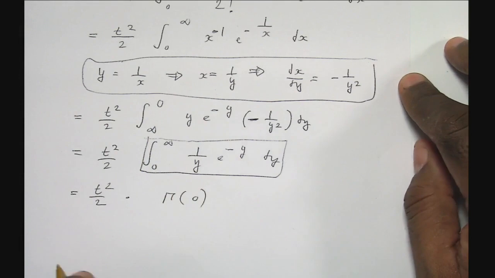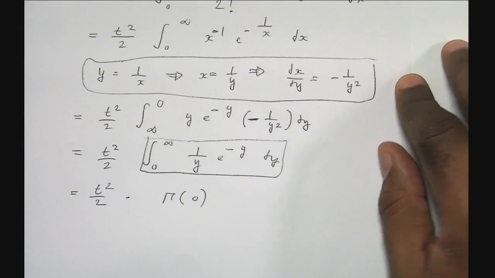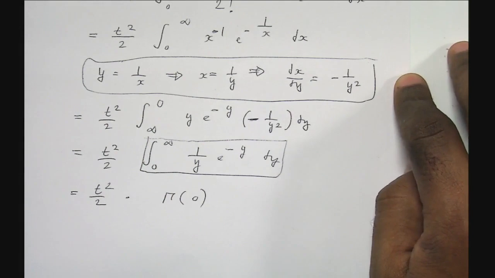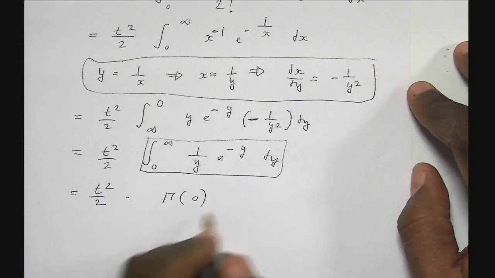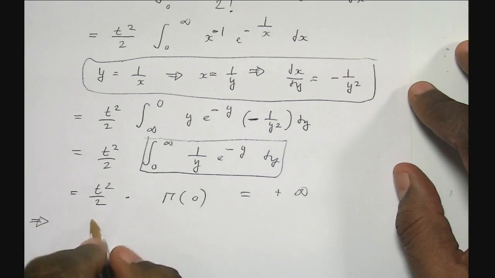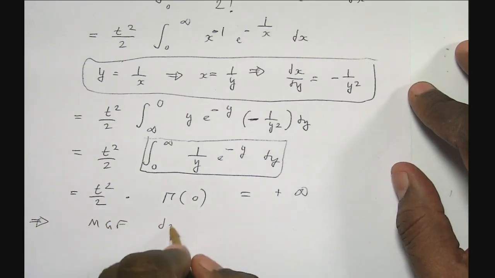And I said to you that the gamma function is defined everywhere except at the points 0, minus 1, minus 2, etc. So it's undefined at 0. So therefore this is equal to plus infinity. And therefore the MGF does not exist.